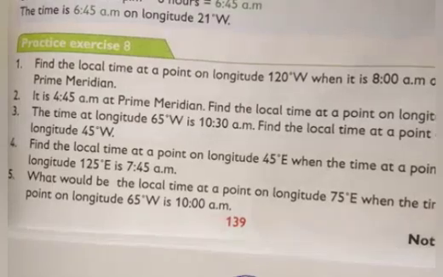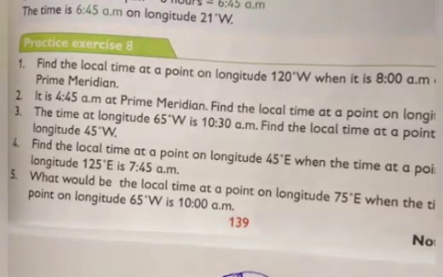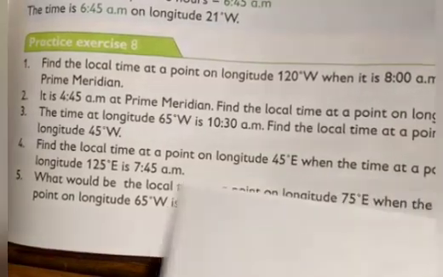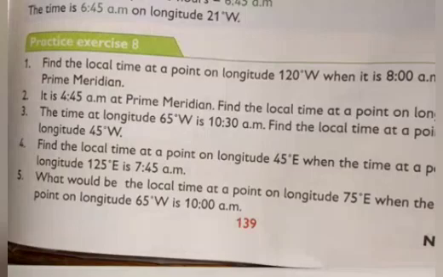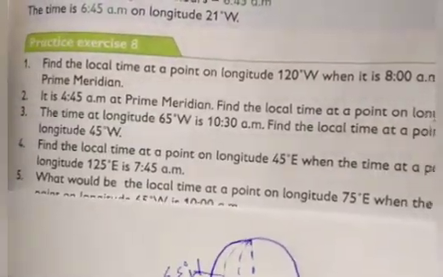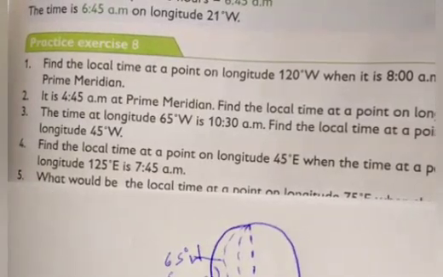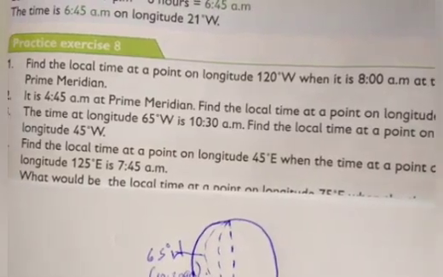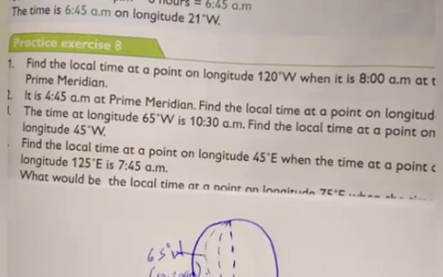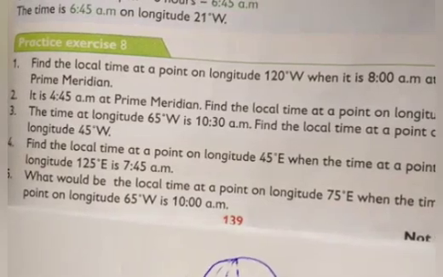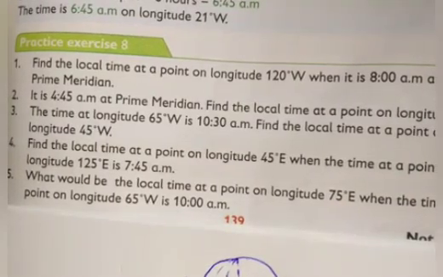I won't do question 4, because as I mentioned earlier, in question 4 we have 45 degrees east and 125 degrees east. So those are points on the same side of the Greenwich meridian, and I will just do it the same way as we did in question 3. We subtract the longitudes to get the longitude difference, because they are on the same side of the Greenwich or prime meridian. So let us do number 5 for this case.